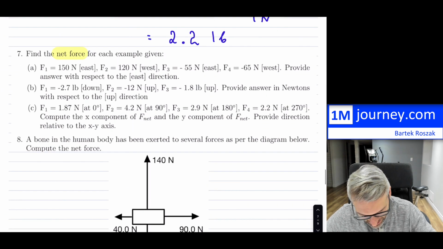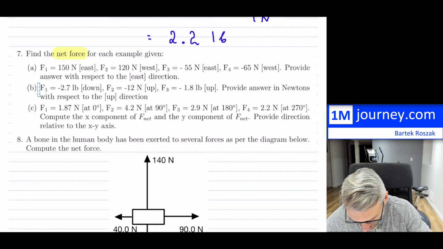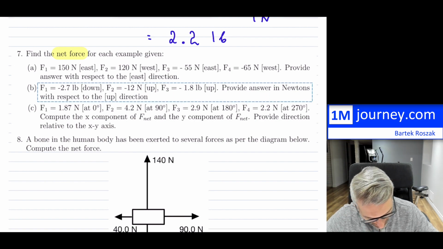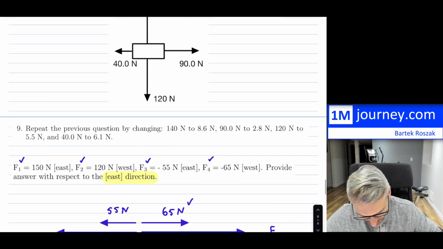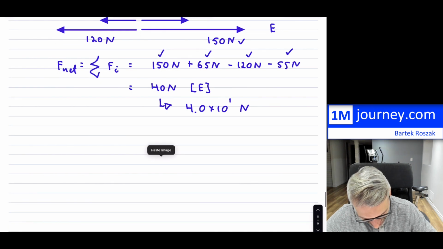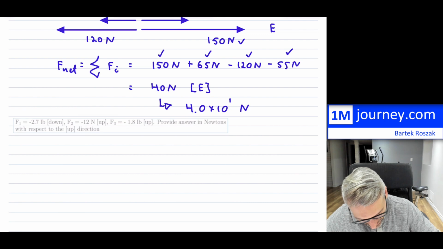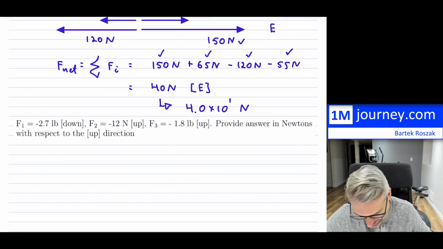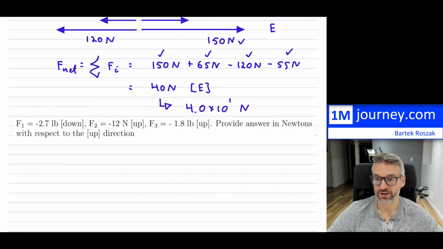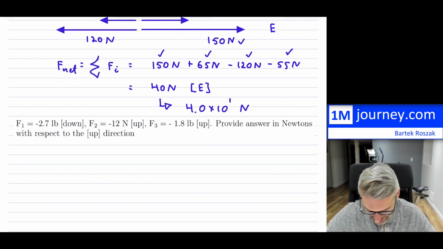Now, the second example that we have is this one right here. This example starts to talk about something, and let's see how it complicates things for us. So let's take a look here. We're going to have to watch out. We have force F1, F2, F3, so only 3 forces. We want to provide the answer in newtons, with respect to the up direction. So up is going to be positive for us.